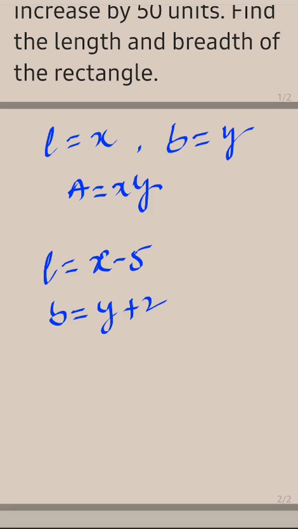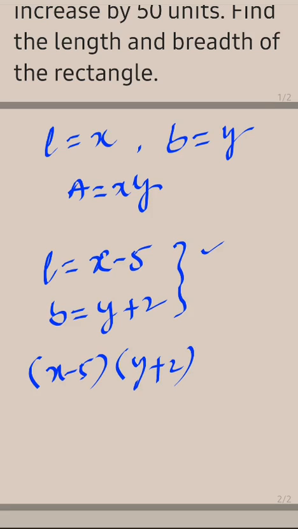Now what about the area after these changes? The area is reduced by 80 units. If I find the area of these two, length into breadth, length is x minus 5 and breadth is y plus 2, then this is the area. This is equal to the original area xy, reduced by 80 units, so subtract 80. So this area is equal to this one.